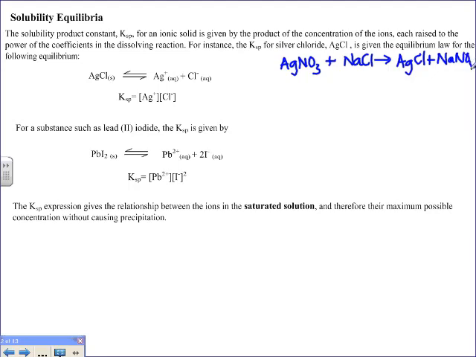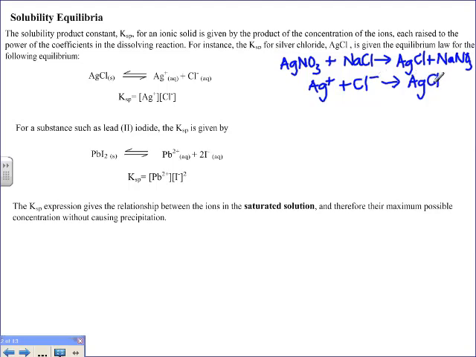sodium nitrate. So in grade 11, you examined these reactions and you created a net ionic equation. And the net ionic equation that you would have produced from this particular reaction is that AgCl is formed by the reaction of Ag+ and Cl-. So when we're studying reactions qualitatively, this is how we would look at a precipitation reaction or forming a precipitate.